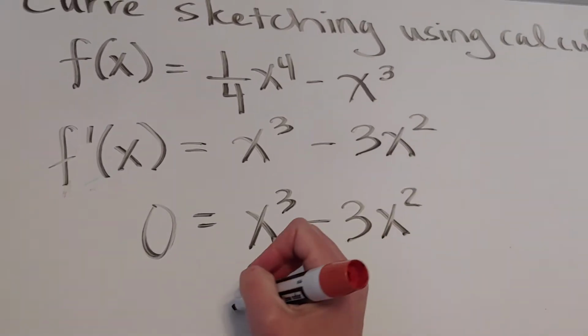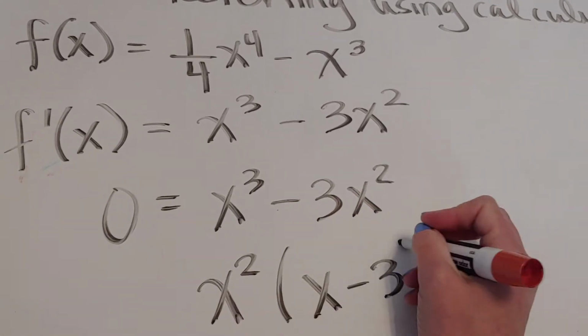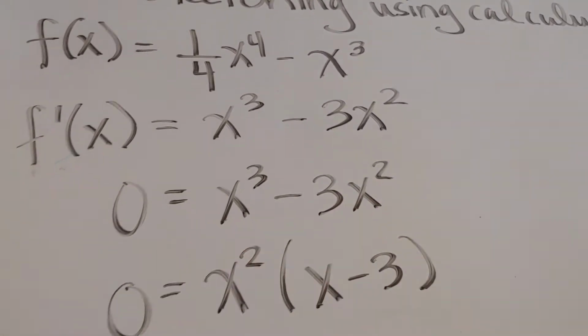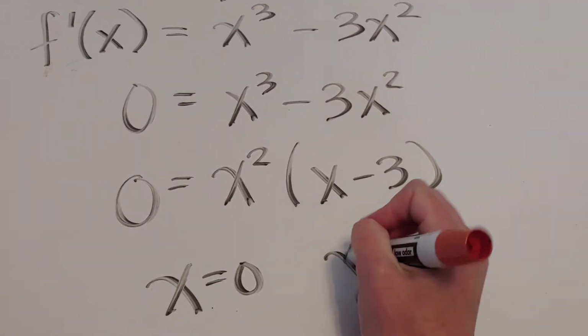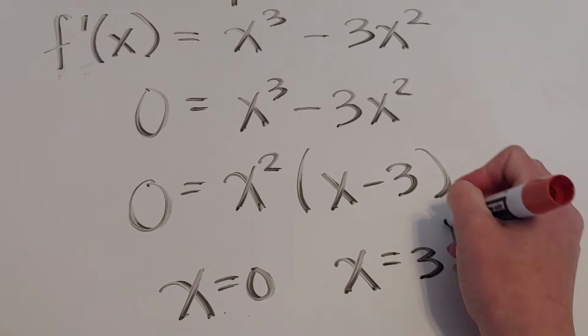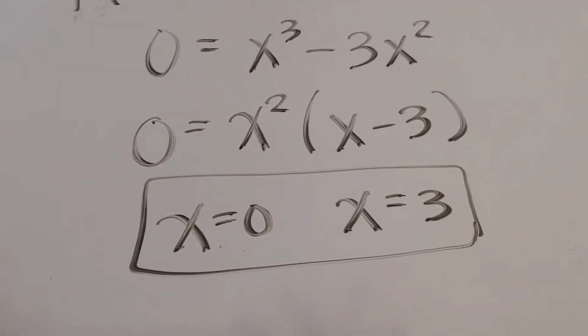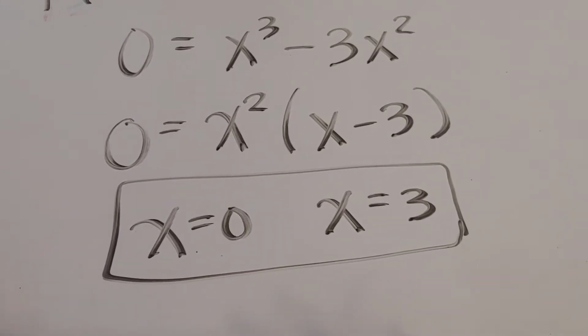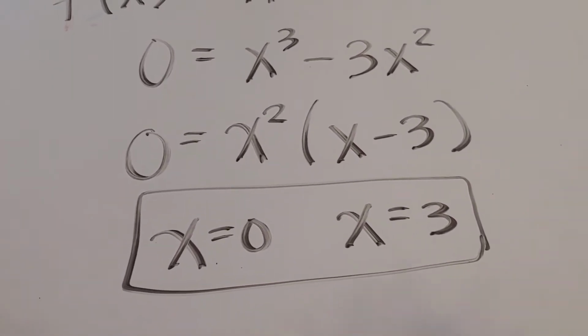To solve this, I'm going to factor out that GCF of x squared, and I'm going to get 2 answers, which are 0 and 3. These are my critical numbers, and these are the possible points where I could have a max or a min, a relative max or a relative min. To figure out what we have, we're going to figure out increasing and decreasing.